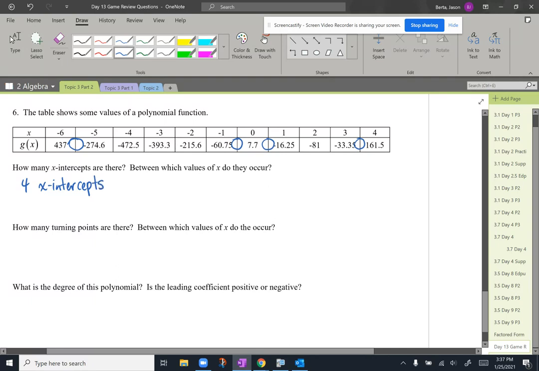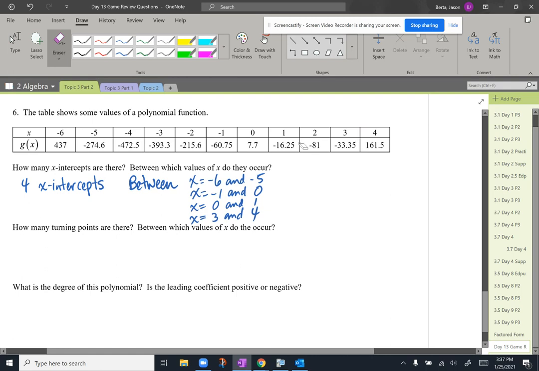And in order to figure out which values of x between which those x-intercepts occur, we just look on either end here. So these 2 right there, and these 2 right here. So that's 4 sets, 4 different pairs of x values. The first one is between x equals -6 and -5, x equals -1 and 0, x equals 0 and 1, and x equals 3 and 4. Those are the 4 pairs of x values between which there is an x-intercept.